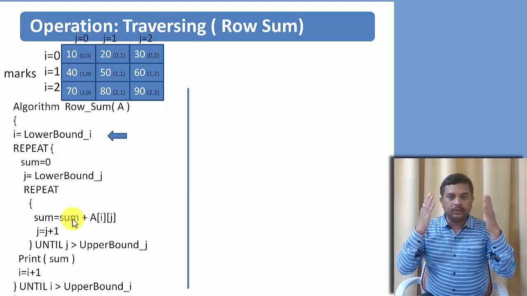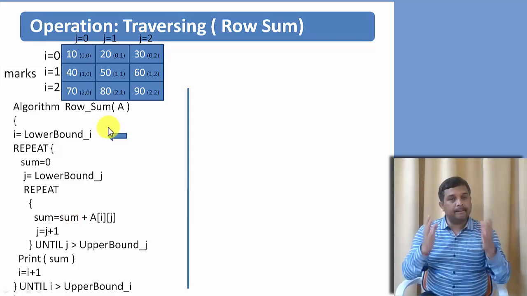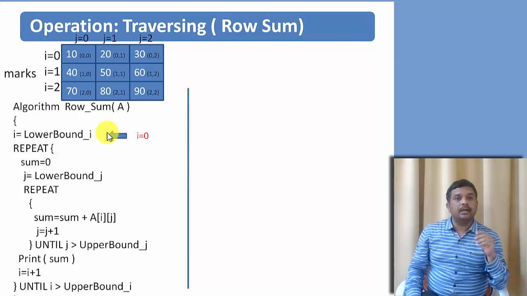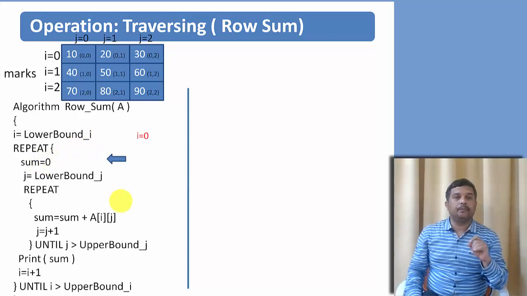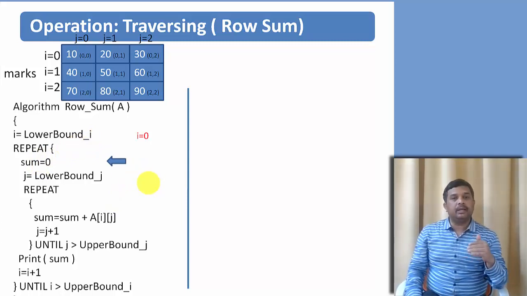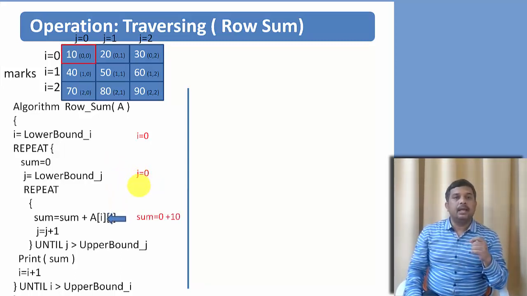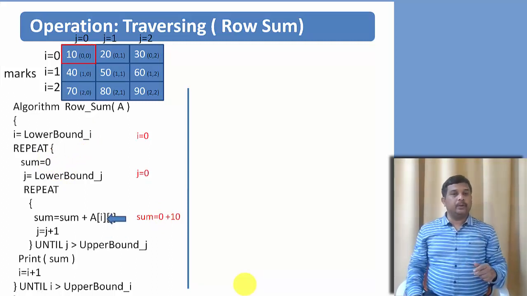So let us try to enhance the algorithm for traversal to find the row sum. The same matrix is given here. Initially we'll take i equal to 0 and we'll start. We'll take one more variable here, sum equal to 0. Now for variable j, the lower bound becomes 0 and sum equal to sum plus a[i][j]. The a[i][j] value is 10 here. Earlier we had taken sum to be 0. Sum becomes 0 plus 10. Here j is increased by 1.